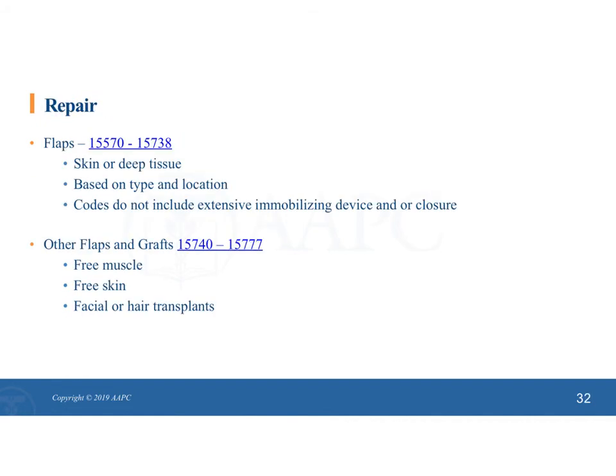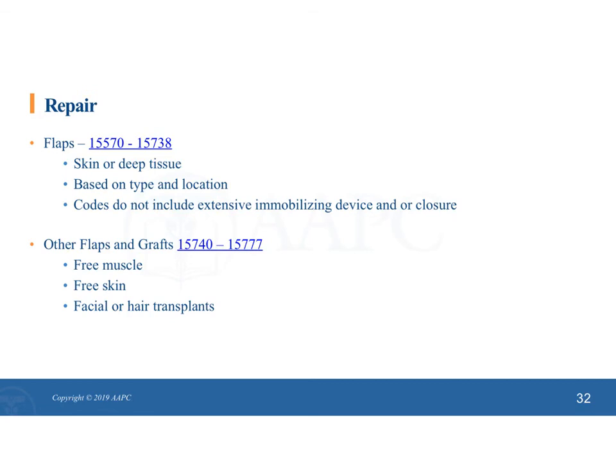There are two categories of codes for flaps. The first is flaps, skin, and/or deep tissues. These are coded with the range 15570 to 15738. They are subdivided based on the type of flap and then by the location of the flap. These procedures do not include extensive immobilizing device and/or closure of the donor site. These would be reported in addition to the flap closure.